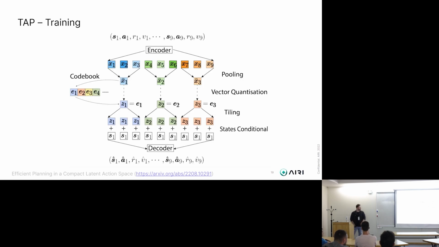How is it done? Having this initial trajectory, again, we're still working with offline data.